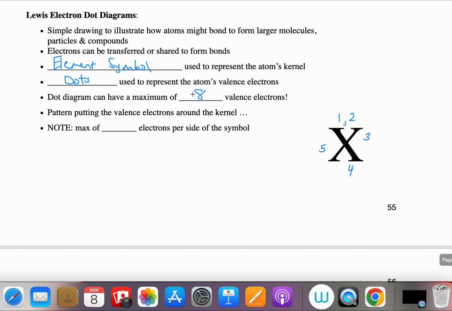Now we can have up to 8, so there are 3 more. If there's a 6th valence electron, we would place that at 3 o'clock. A 7th valence electron would fill in the leftover space at 6 o'clock, and if there's an 8th valence electron, we would place that in the remaining spot at the 9 o'clock position. As you can see, there is a max of 2 electrons per side of the symbol.